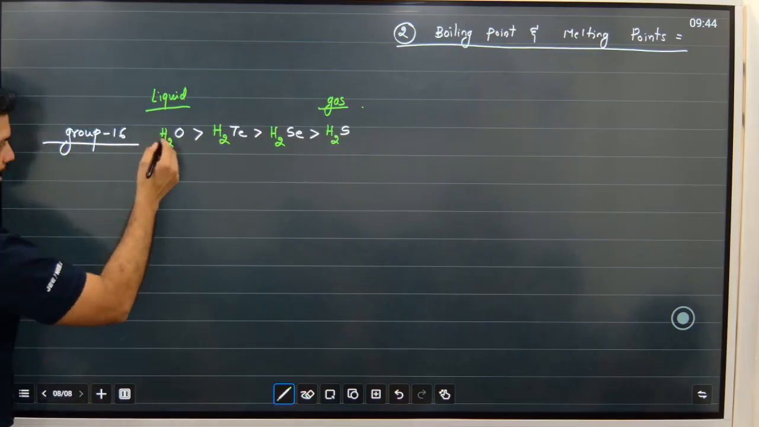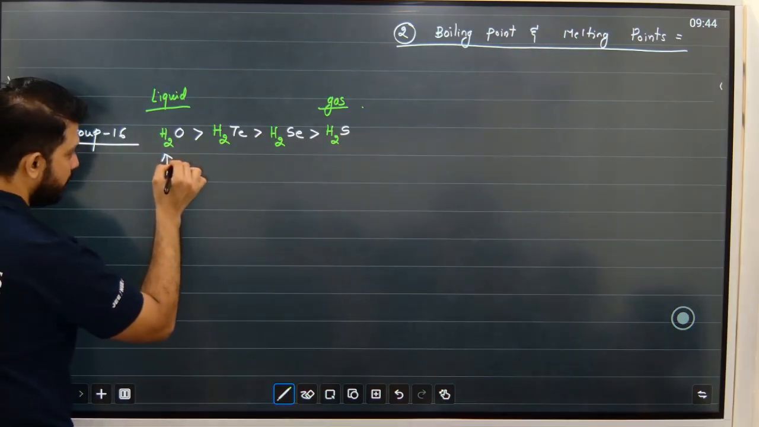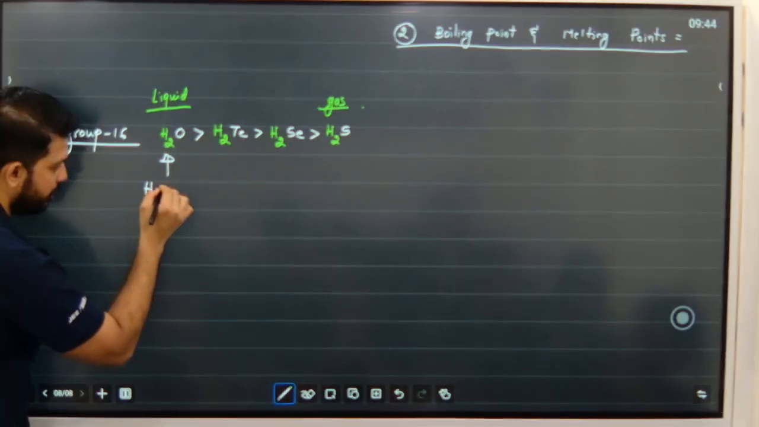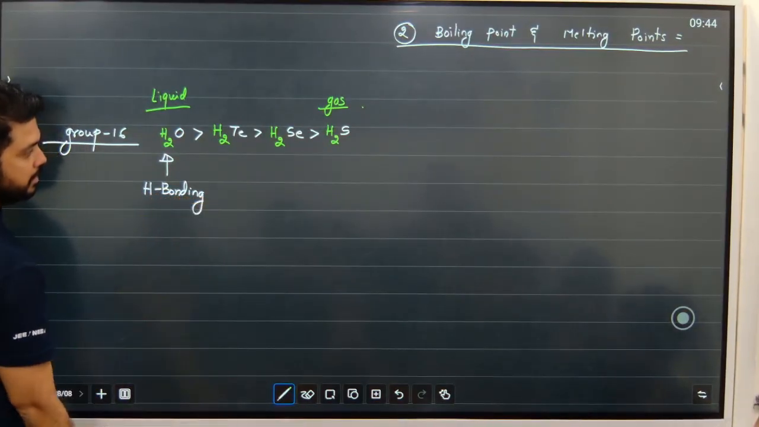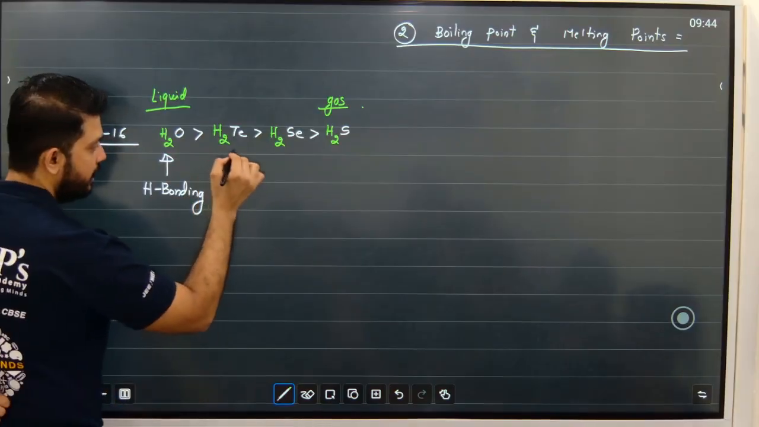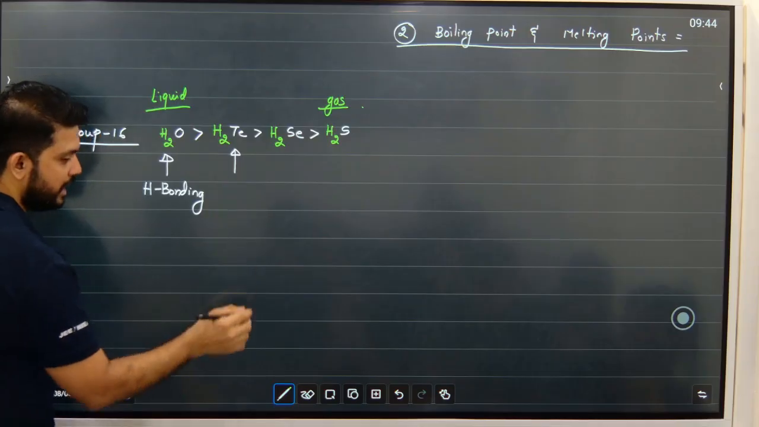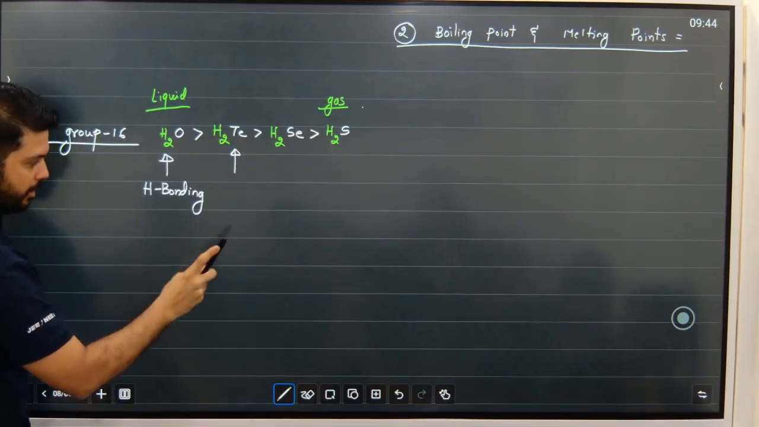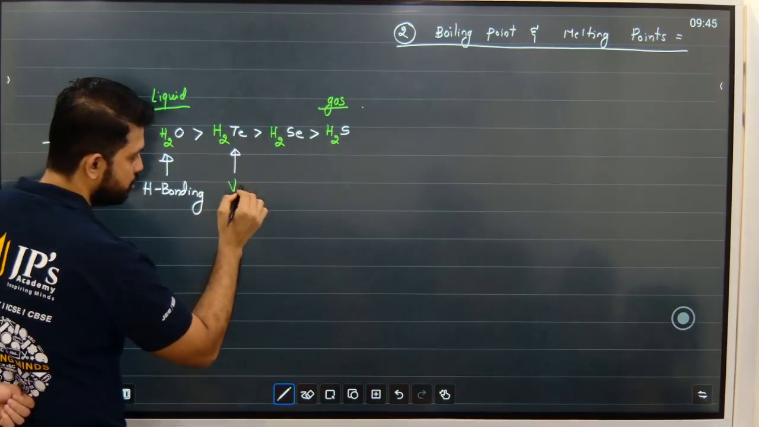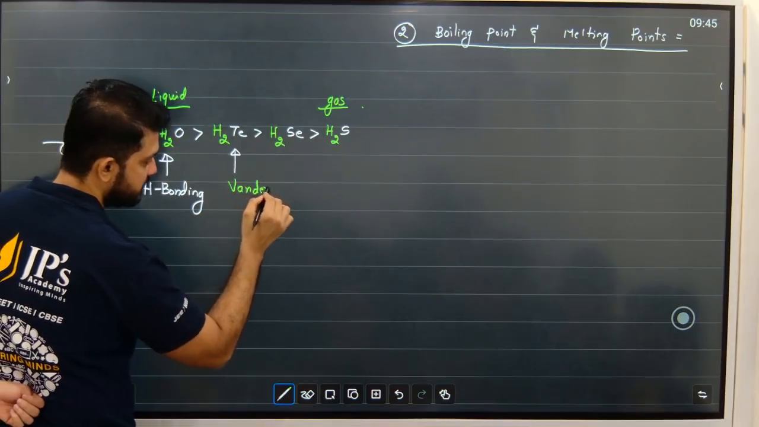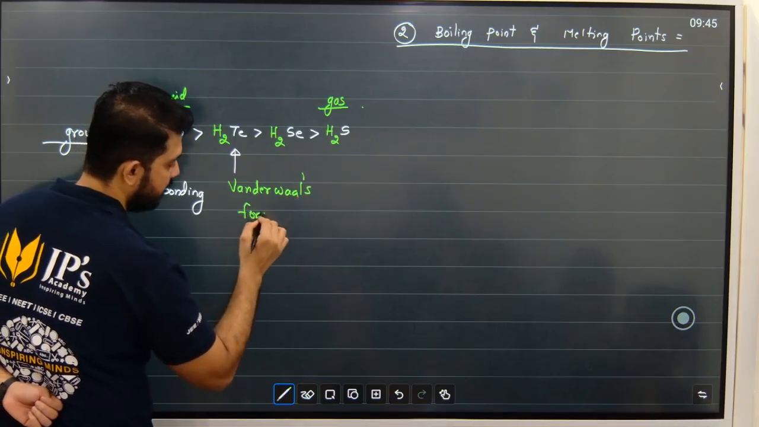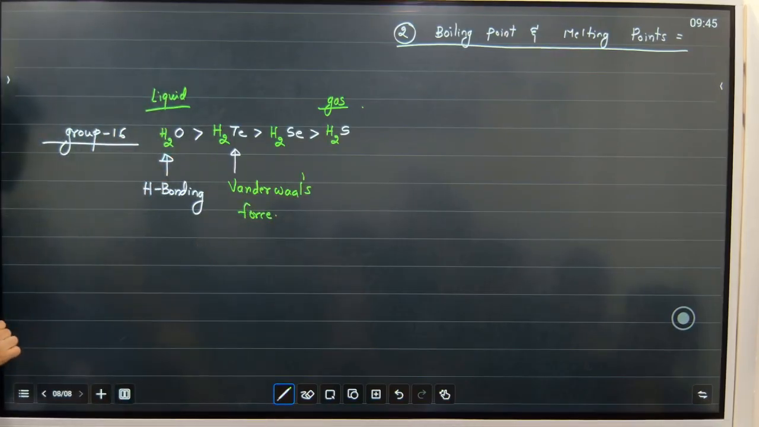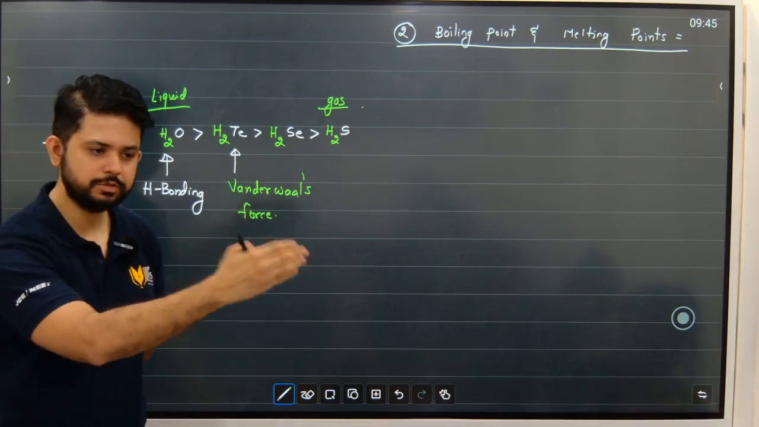Anyways, so the higher boiling point of H2O is because of the phenomenon of hydrogen bonding. But the higher boiling point of H2Te is not because of hydrogen bonding, it is because of its large size, and large size brings in van der Waals force. What is van der Waals force? We will do that last.